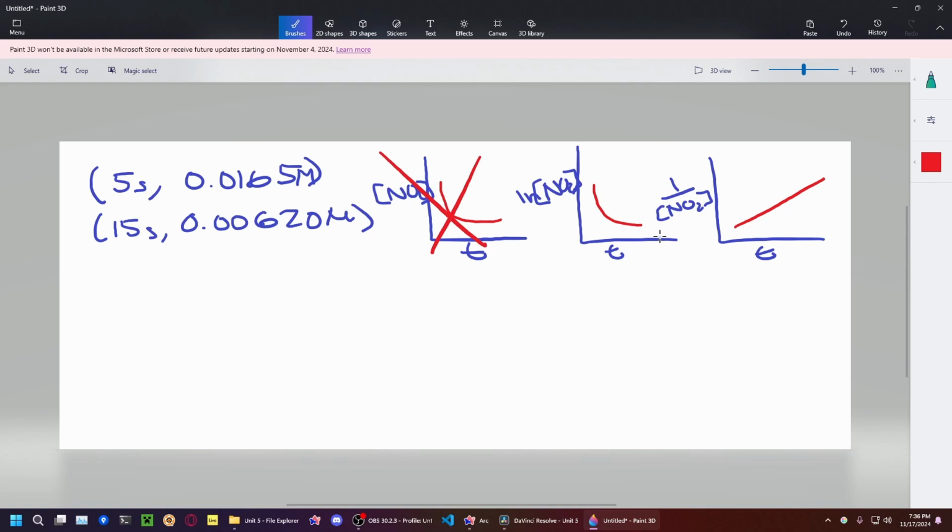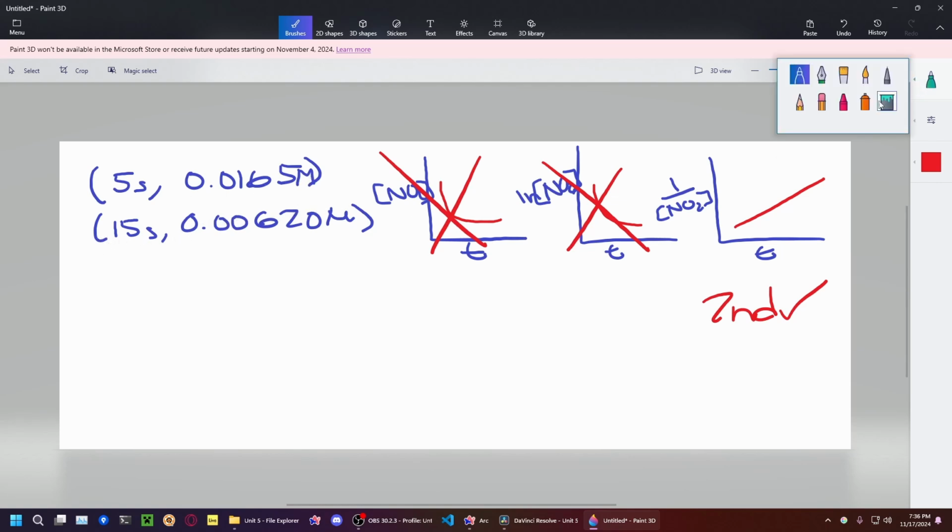Since this one is also not a linear negative line, it's not first order. And we know that for second order, it has to be a linear positive line. Since whenever you graph 1 over the concentration versus time you get a linear positive line, you know that it is second order. Now, I have two of my points. At 5 seconds, my concentration of NO2 is 0.0165 molar, and at 15 seconds, 0.00620 molar. Now, I'm going to set up an equation. Let's say it asked me, what is the rate constant k?